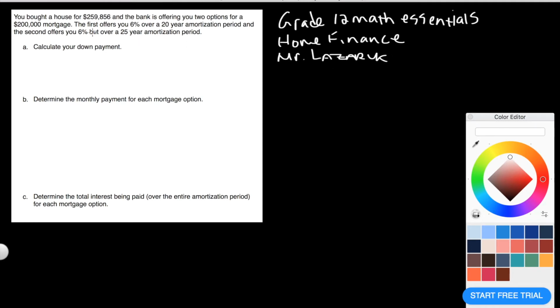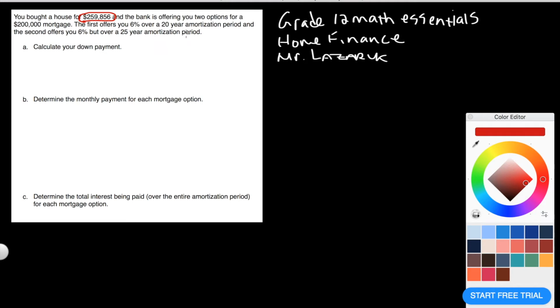So let's jump right in. It says here that you bought a house for $259,856. So again, this is how much money the house cost. That's the total purchase price of the house.